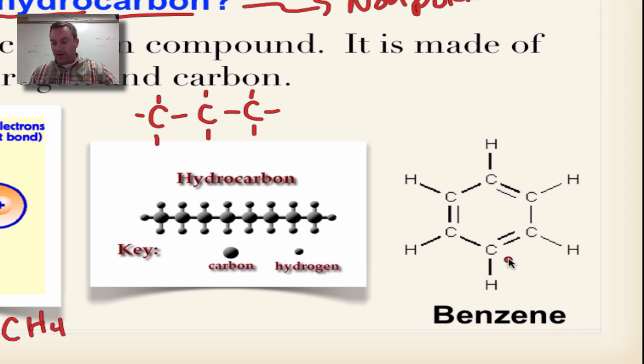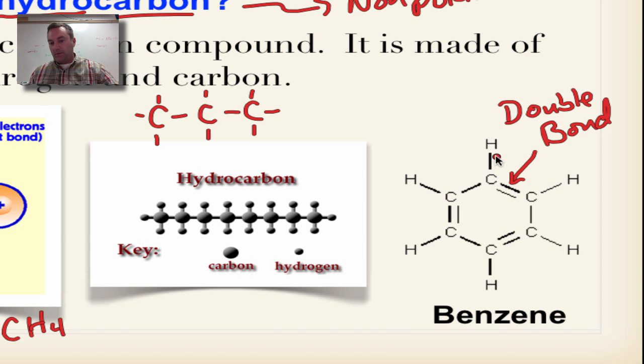Here's another model over here. This one has double bonds. If you look right here, that would be a double bond. This is benzene. It's a ring of hydrocarbons. It's a hydrocarbon ring. Let me say it that way. All right. So it has 1, 2, 3 double bonds. And remember, in a double bond, you are sharing 4 electrons because a single bond is only 2 electrons. All right. So remember, hydrocarbons are only made out of carbon and hydrogen.